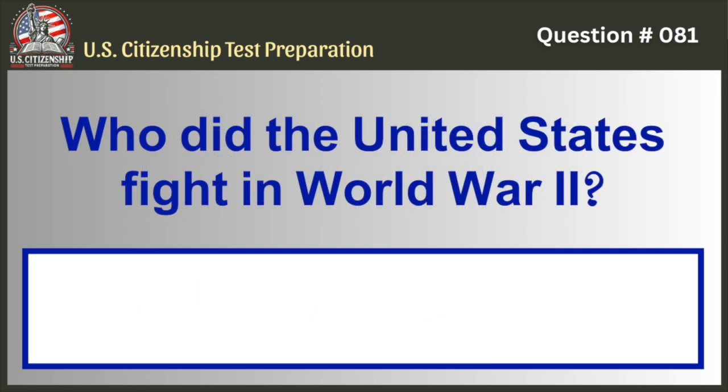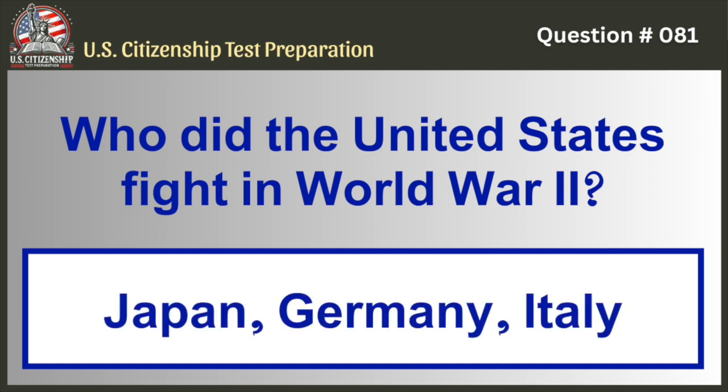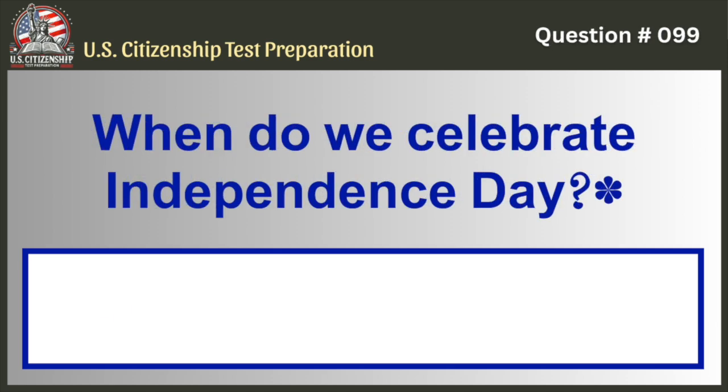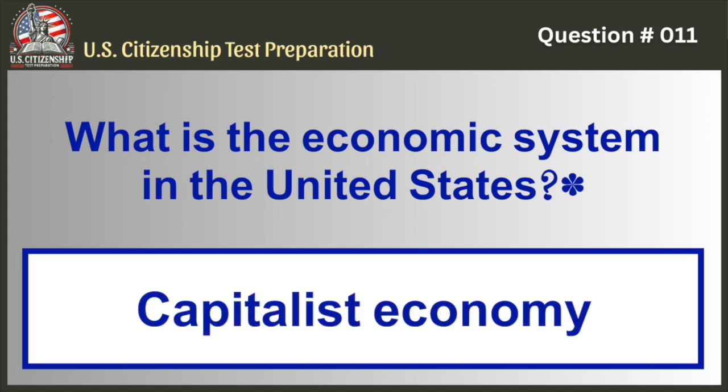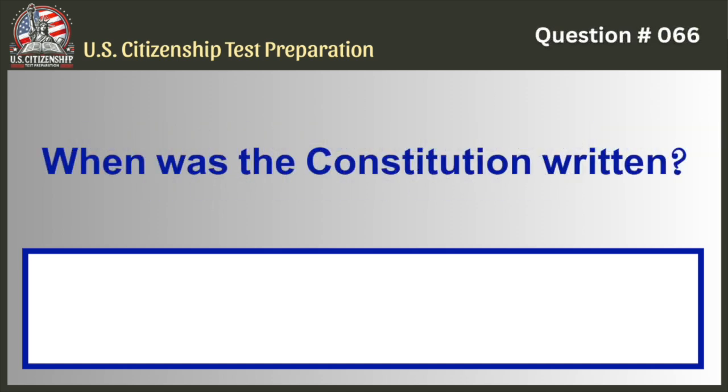Who did the United States fight in World War II? Japan, Germany, and Italy. When do we celebrate Independence Day? July 4. What is the economic system in the United States? Capitalist economy. When was the Constitution written? 1787.